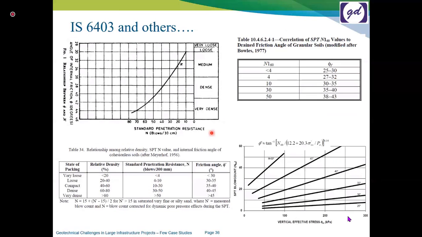Somebody used this, let's say the graph from everything from SPT values. The major parameter is the phi values from SPT values. So one is from IS 6403, another is from AASHTO. This table 10.4.6.2.4-1 is from AASHTO, and this is the graph.